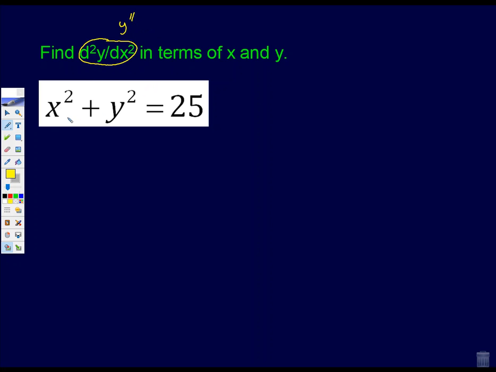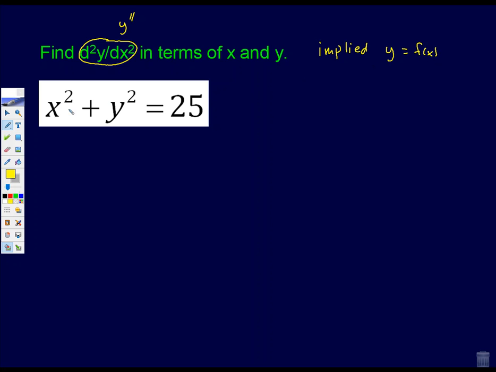All right, and so I have an equation, x squared plus y squared equals 25. And we're going to find its first derivative, y prime, and then we're going to differentiate a second time to find y double prime. Remember, the very important notion here is that it's always implied that y is a function, f of x.